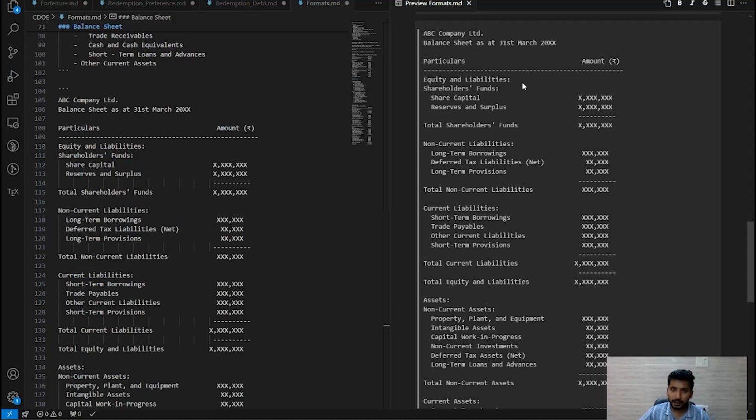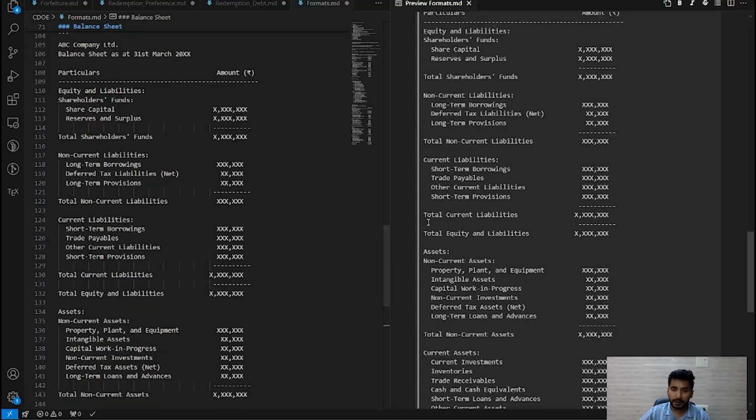So equities and liabilities becomes a part of the shareholders funds, which includes the share capital and the reserve and surplus, which is the total shareholders funds. After that, the non-current liabilities coming, which is the long-term borrowings and the deferred tax liabilities, and then the long-term provisions. It becomes the total non-current liabilities. After that, the current liabilities, which is the short-term borrowings, trade payables, other current liabilities, and short-term provisions, which is the total current liabilities. After that, the total equity and liabilities are formed.